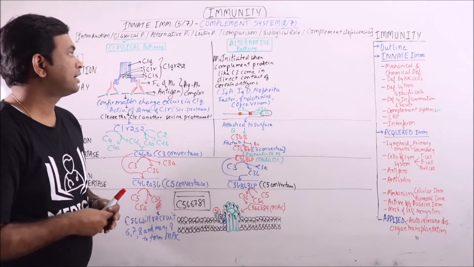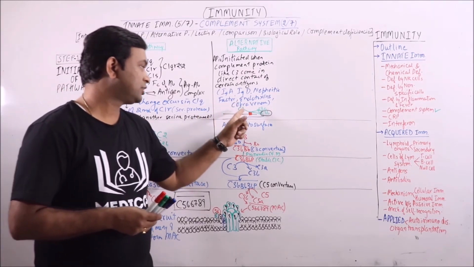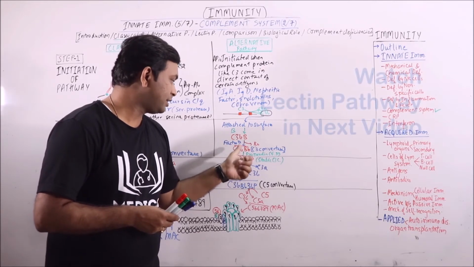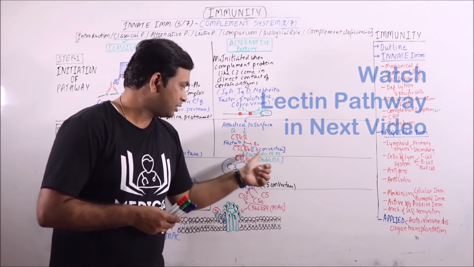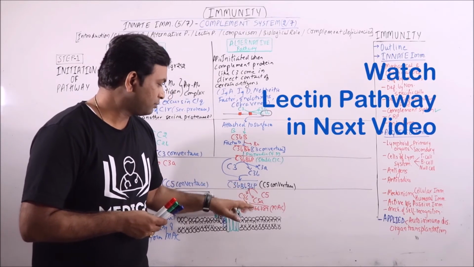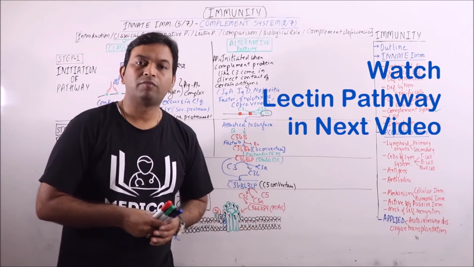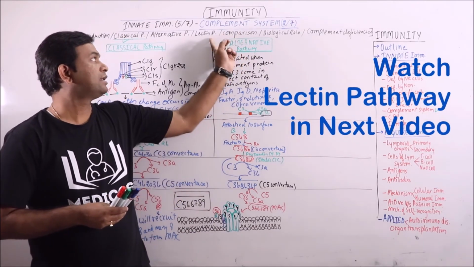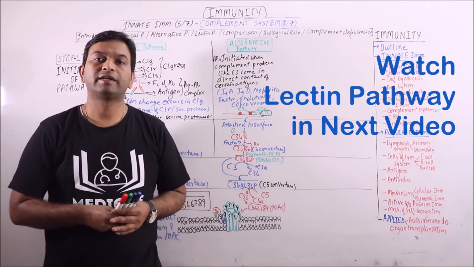So this is the alternative pathway, which starts with C3; factor B is involved, factor D, then properdin is involved to stabilize it, then C5 convertase is formed, and then the membrane attack complex is formed. In the next video, we'll discuss the lectin pathway or mannose binding lectin pathway.